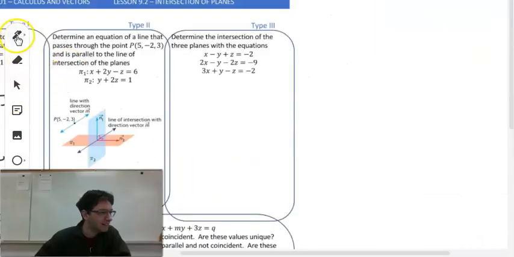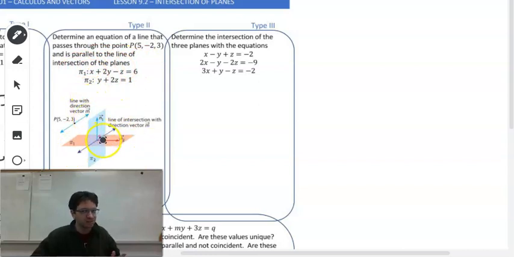All right, so our second example says determine an equation of a line that passes through the point P(5, -2, 3), and is parallel to the line of intersection of these two planes. Let's just draw it out. It sounds kind of complicated at first.